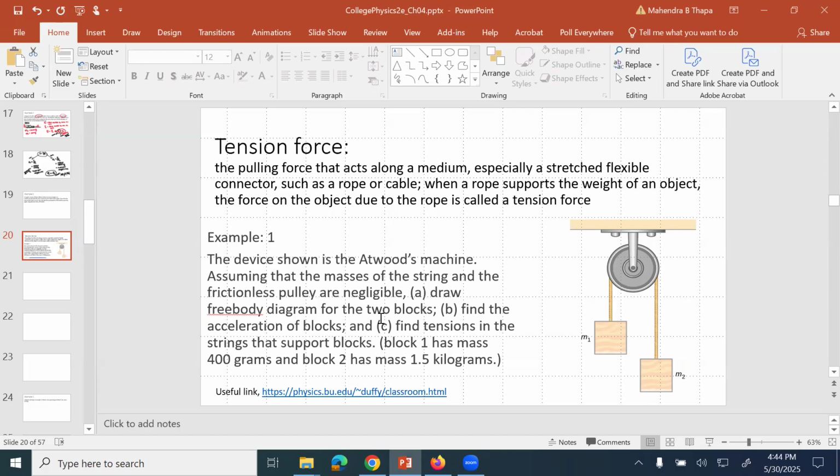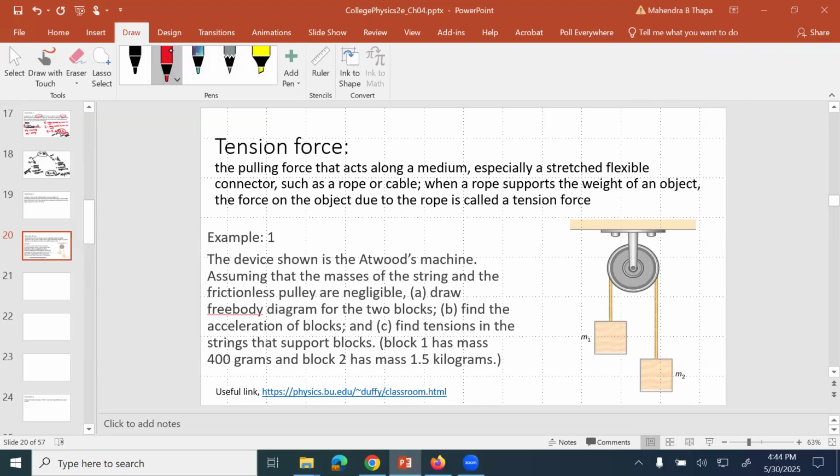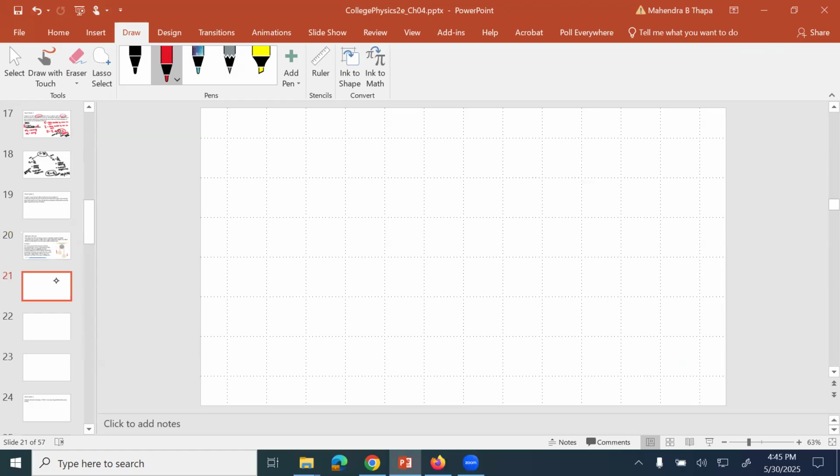So the first step is to find the free-body diagram for both blocks. From this picture, we see that the M1 mass is smaller and the M2 mass is bigger. So we can guess that this mass will go up and this mass, M2, will go down. So let's draw the free-body diagram for these two masses.